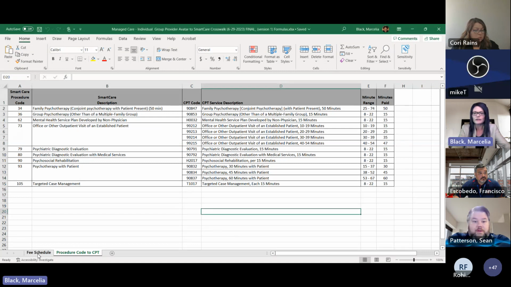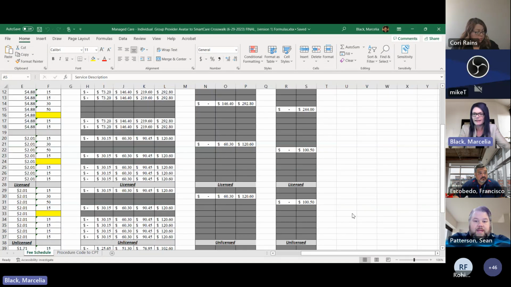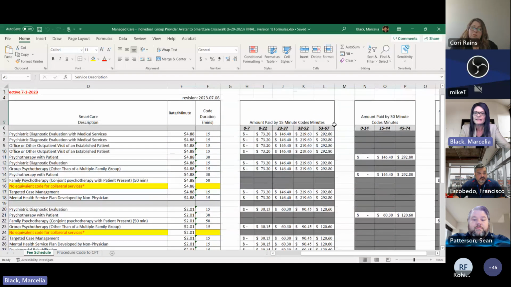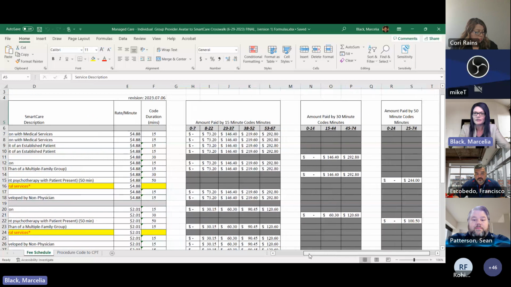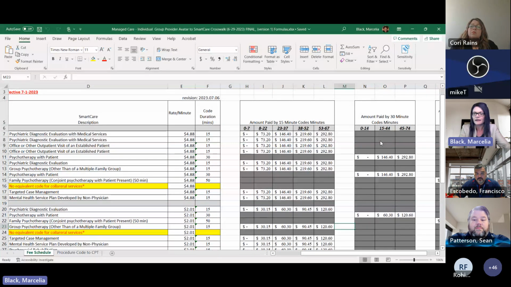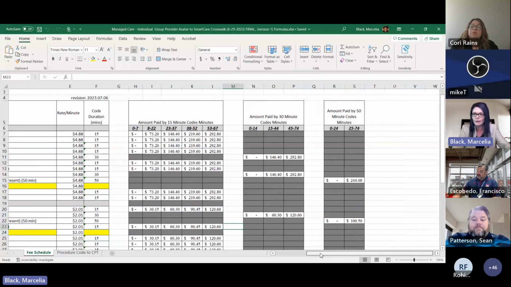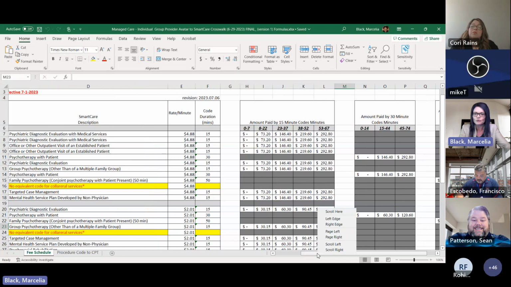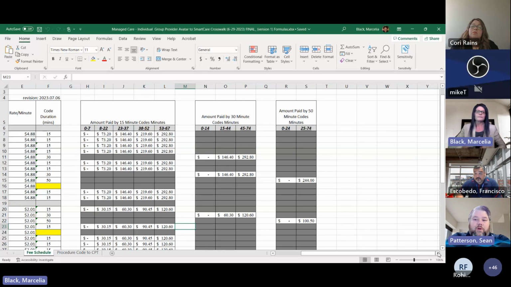I'll quickly show the fee schedule tab, and then I'll stop sharing so that we can document the questions. So Sean's team worked really hard on these other columns here: amounts paid by 15-minute codes, amount paid by 30 minutes, and amount paid by 50 minutes, if my scroll bar will cooperate with me. Sorry, guys, if I'm making you nauseous. There we go. So hopefully that's helpful.